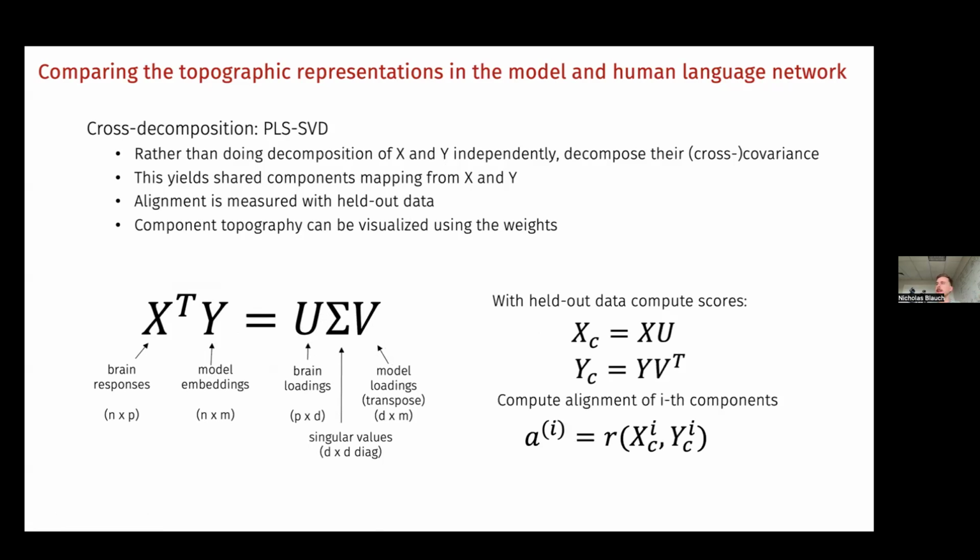Importantly, if the representations are not related in the brain and the model, this alignment would be reasonable on the training data because the technique would be able to find some shared variance in the noise, but it wouldn't generalize to held out data because it wouldn't be picking up on any real property. Whereas if the information can be aligned in terms of functional properties of the sentences, you should get good alignment on held out data. That's how we measure the alignment of these components after we fit this PLS-SVD.